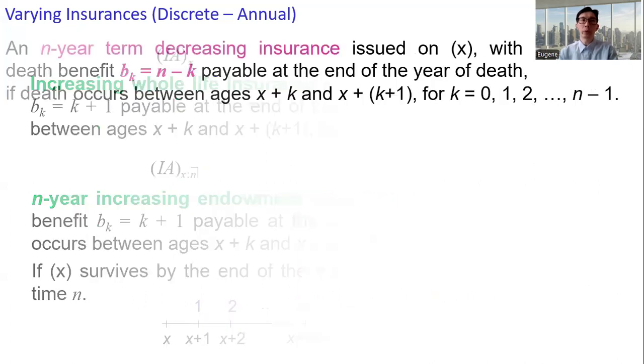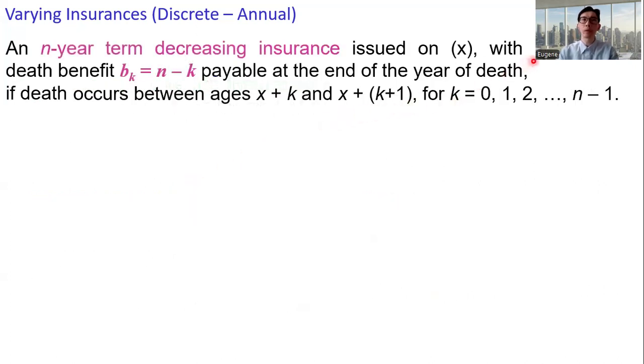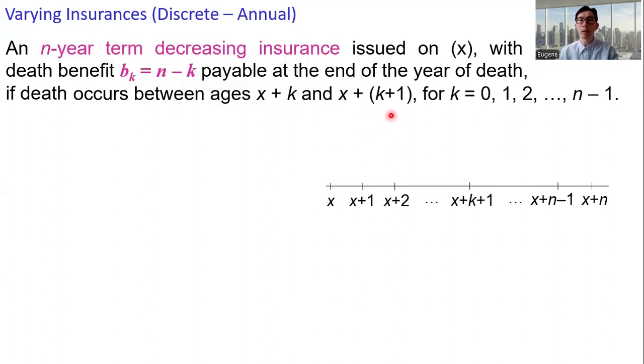Next, we go through the decreasing insurance. For an n-year term decreasing insurance, the death benefit is n minus k, payable at the end of the year of death if death occurs between ages X plus K and X plus K plus 1. That is, if the individual dies within the first year, the death benefit starts at n. And if the individual dies in the second year, the death benefit is reduced by 1, which is n minus 1, until by the end of the n-year period, the death benefit is reduced to what?